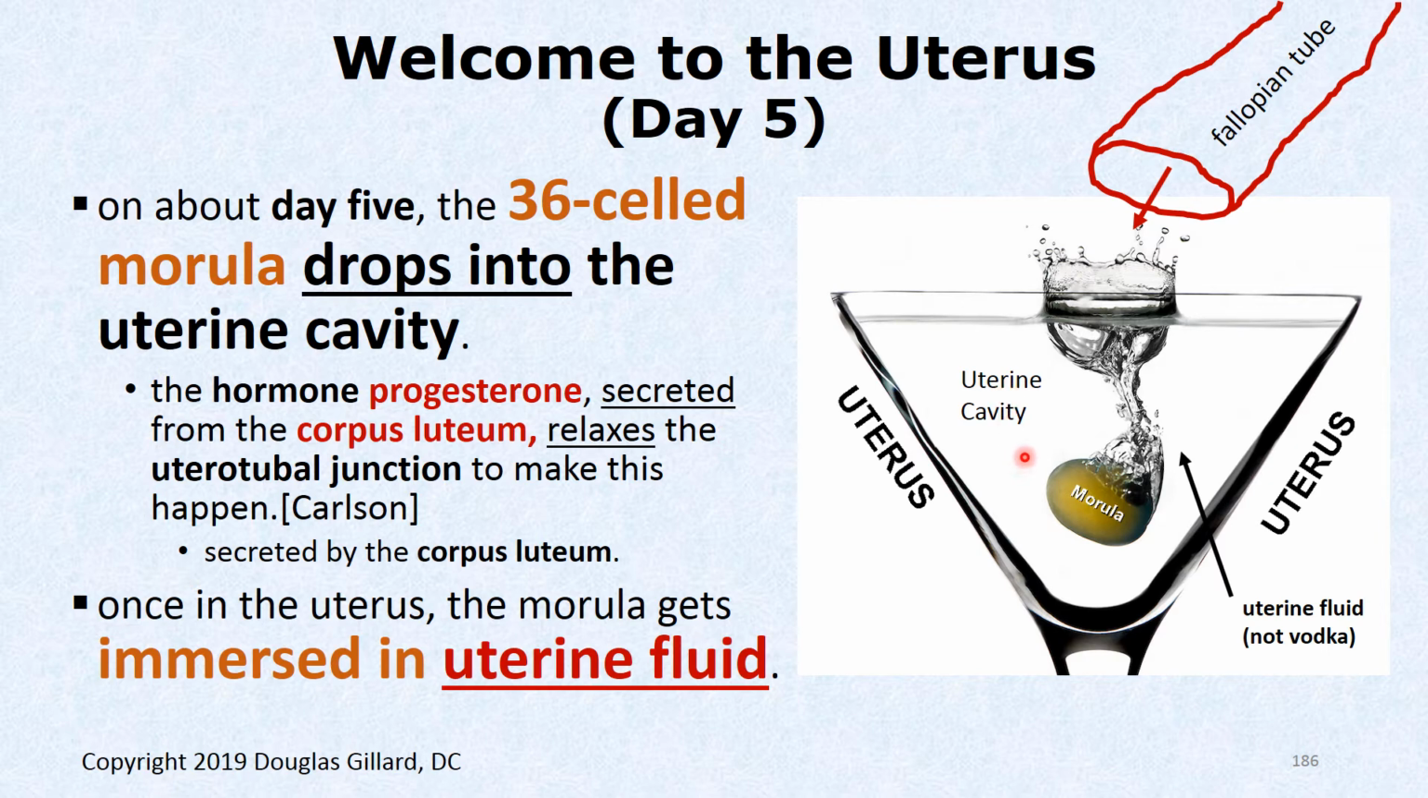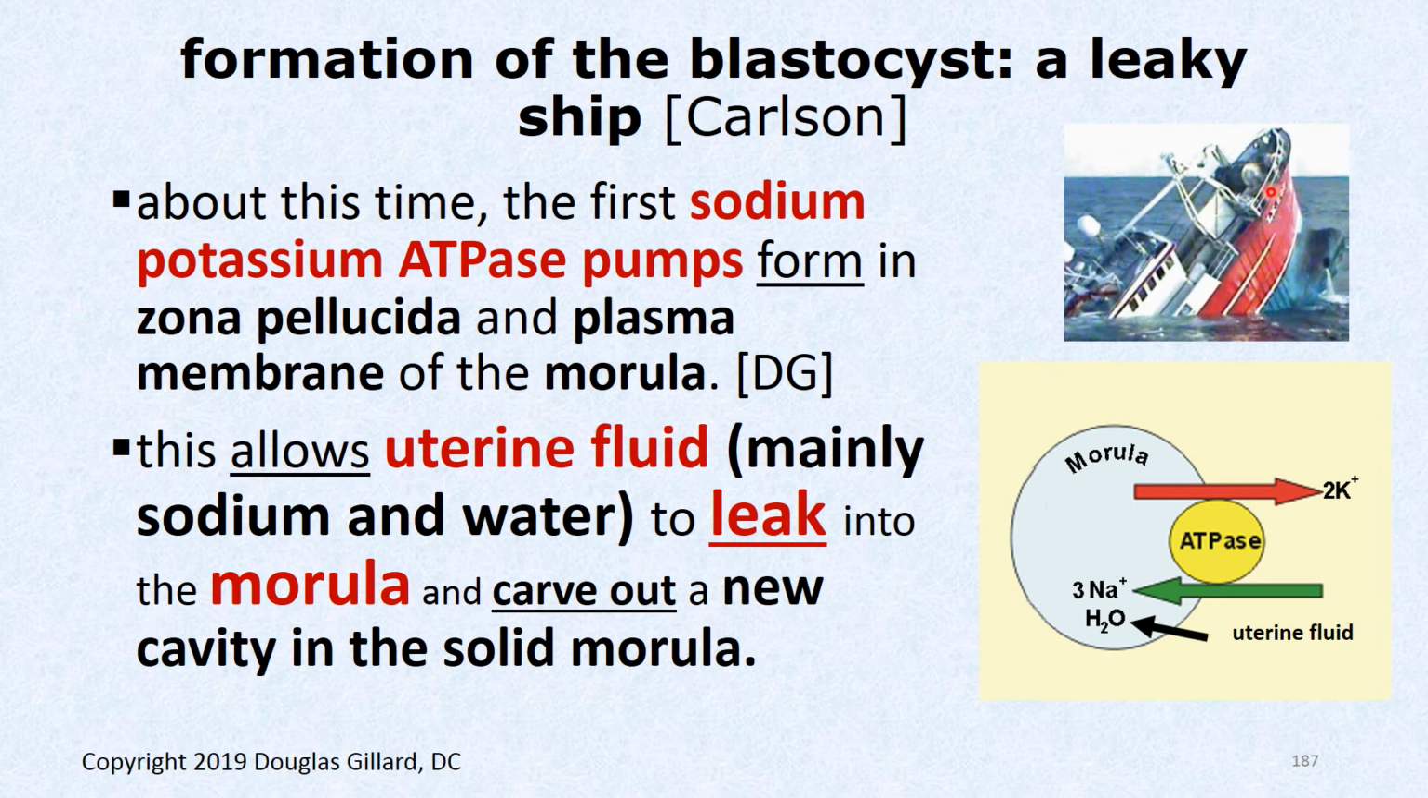And yeah. So the hormone progesterone, as I just said, secreted from corpus luteum, relaxes the little sphincter that's right here to help it plunk in there. And then the morula's in fluid, in uterine fluid. And now we have a problem because our little morula ship is not really sinking, but it's leaky like crazy. So how does it get leaky?